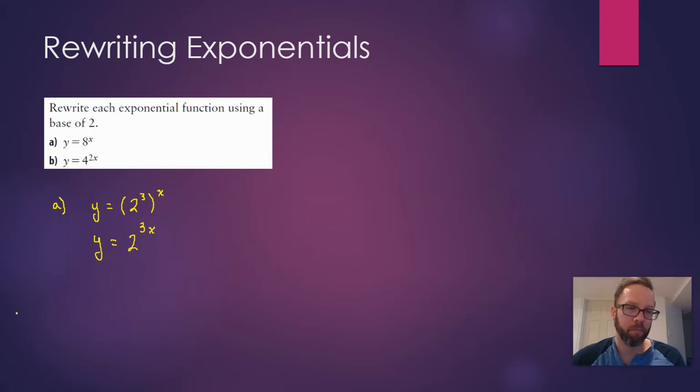Let's do b. You can try b if you want to as well. You can pause the video and unpause when you're ready, or follow along with me. In the same way, we write 4 as a power of 2. So 4 is 2 squared.